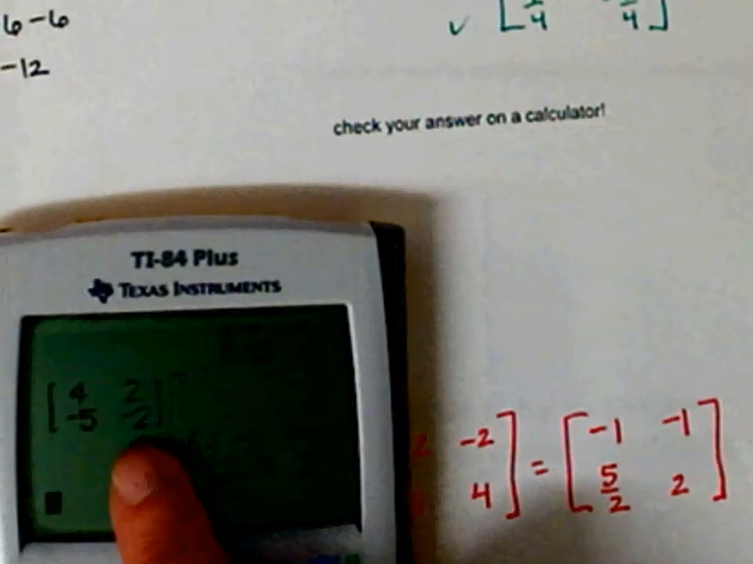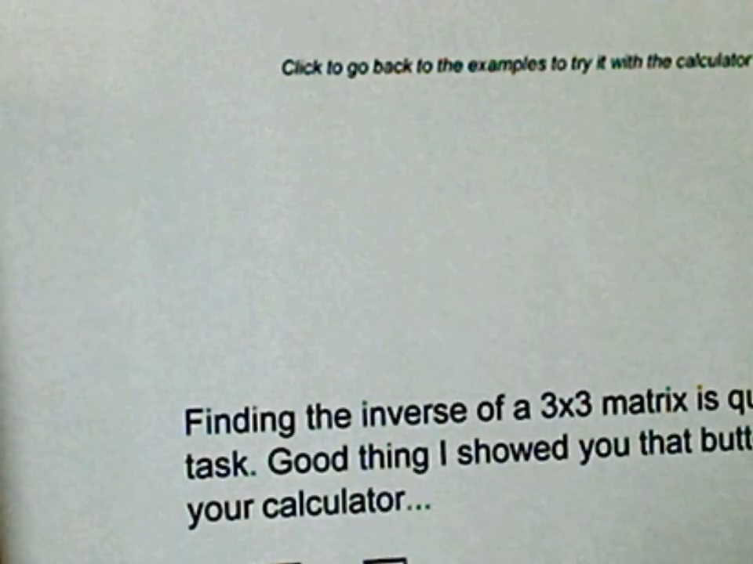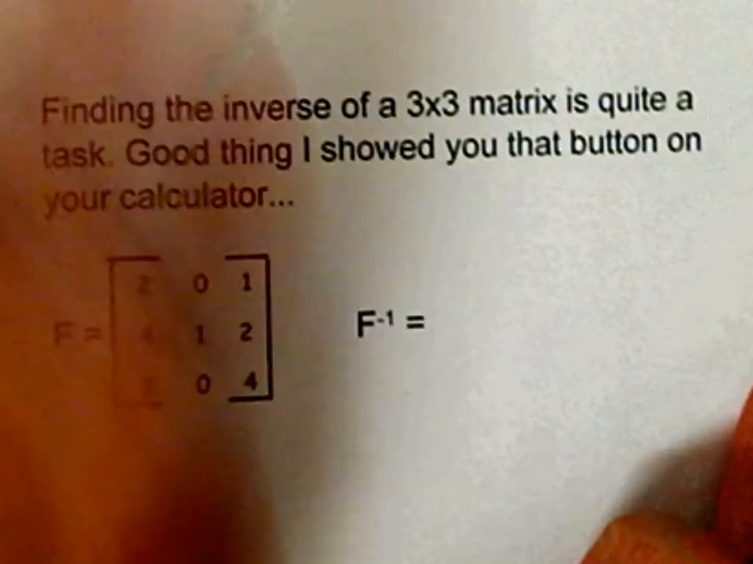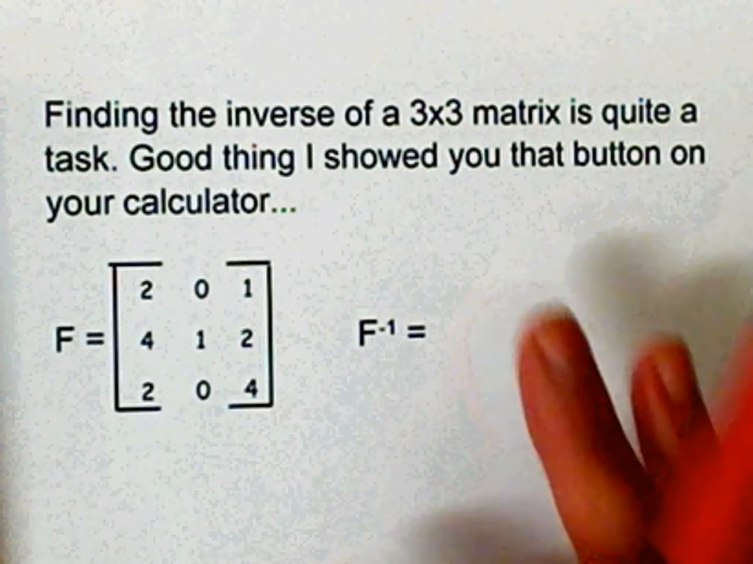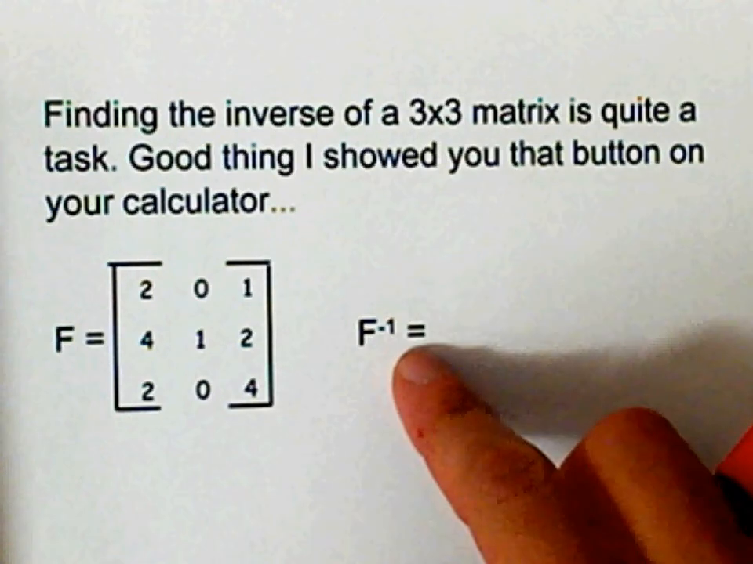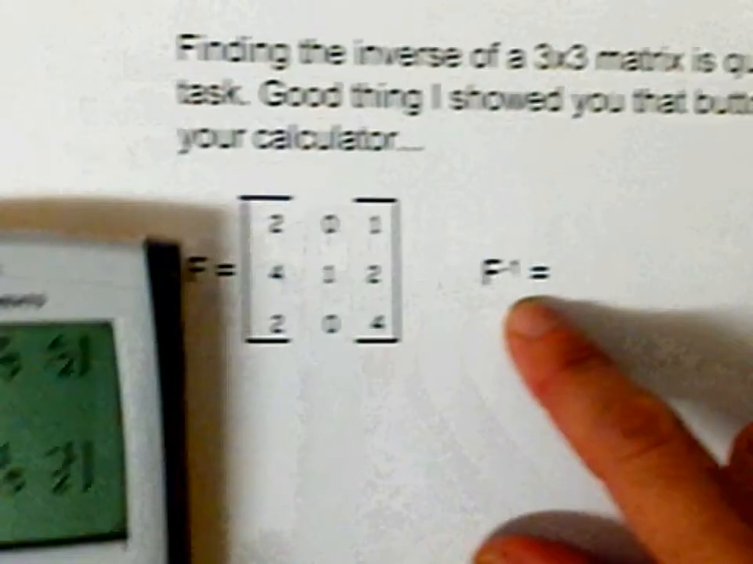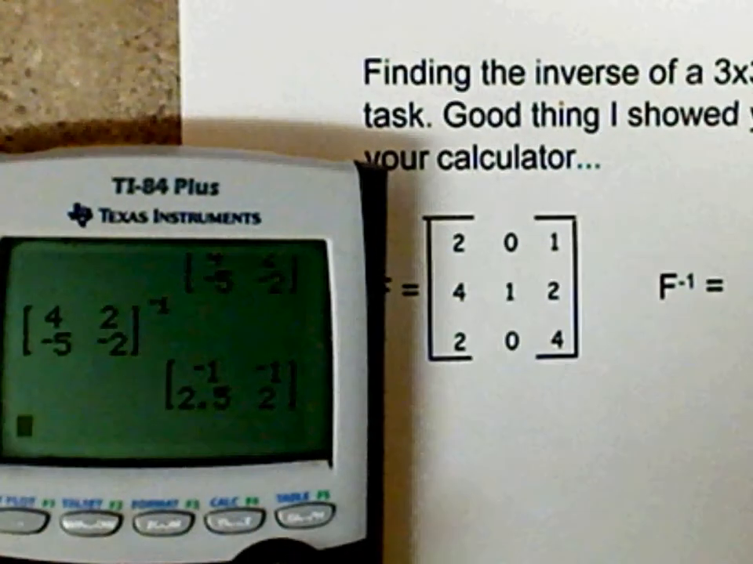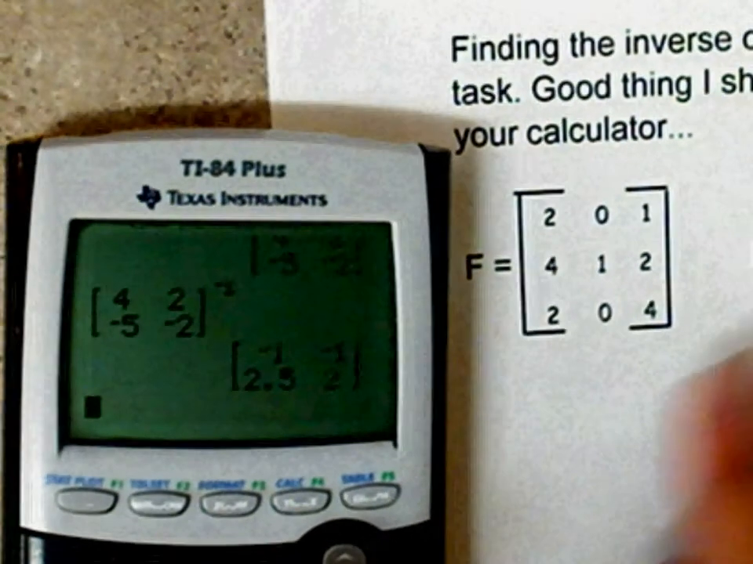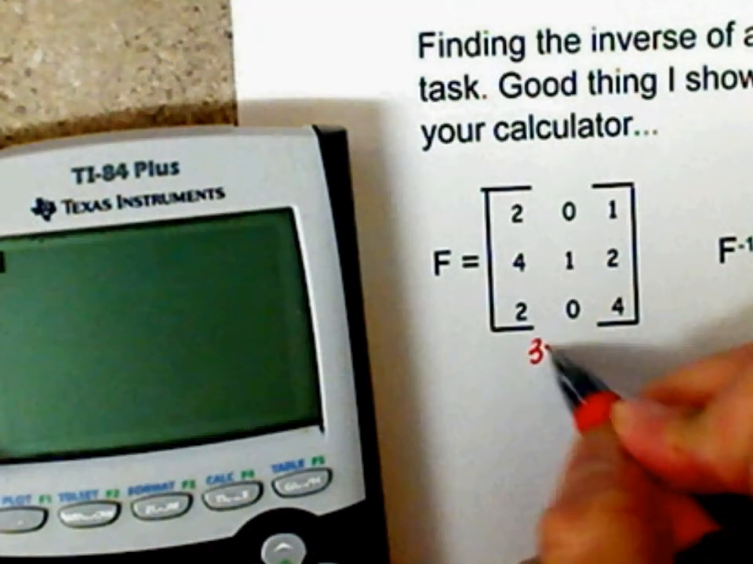Alrighty. Now, finding an inverse of a 3 by 3 is quite a task. It's going to take you a long time. So guess what? For a 3 by 3, I will let you use a calculator. So let's try this one and see what it would be. Okay? So here we go. Clear it. So, this here is a 3 by 3. It is a square matrix. So let's see if there's an inverse.